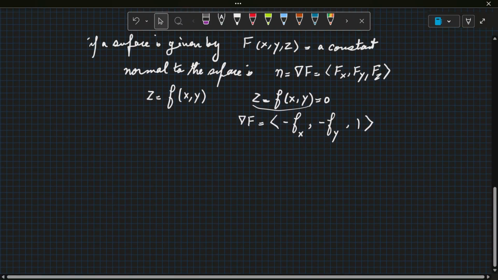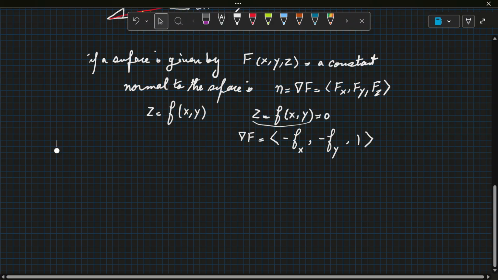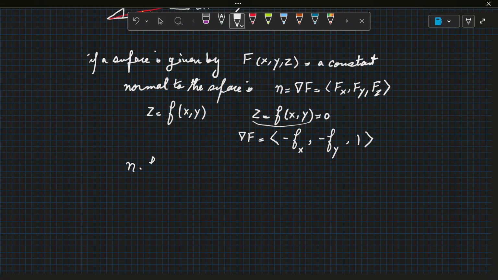So in this case, what is going to be n dotted with k over the length of n? So this is my n. Of course, who's k? K is the vector in the z direction, 0, 0, 1. N dot k is, of course, just 1.